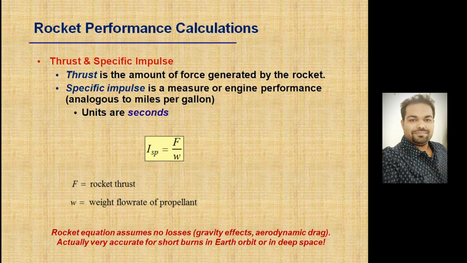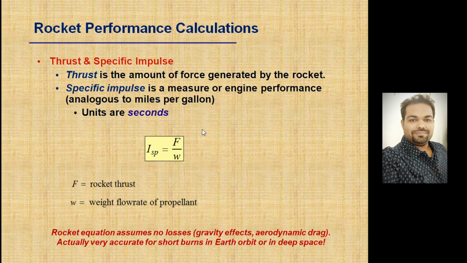If we look at rocket performance calculation, basically rockets are designed to get high thrust with reasonable specific impulse. So thrust and specific impulse are the two important parameters which will decide the type of rocket. Thrust is the amount of force generated by the rocket, and specific impulse is a measure of engine performance. This is known as specific impulse: force divided by the weight flow rate of the propellant. So the unit will be per second. So how many seconds your rocket can operate will be decided by the specific impulse.